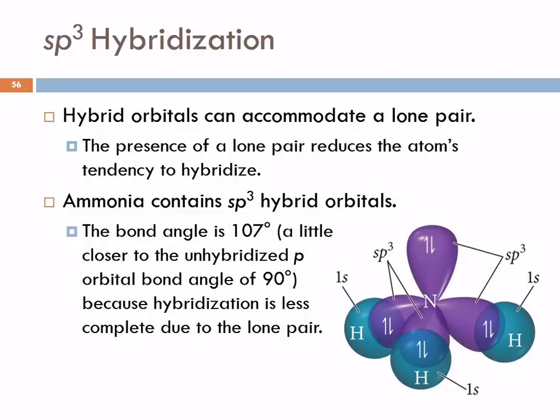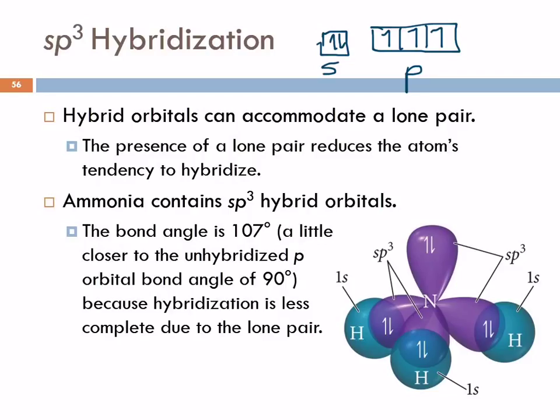Hybrid orbitals can also accommodate a lone pair. So ammonia, nitrogen, if we look at its orbital diagram, it's got 5 valence electrons, right? So if this is S and this is P.